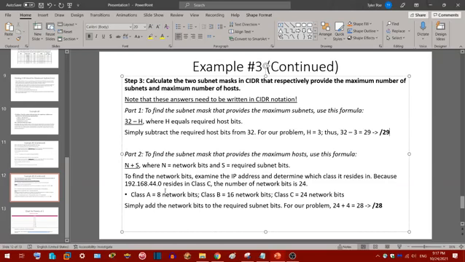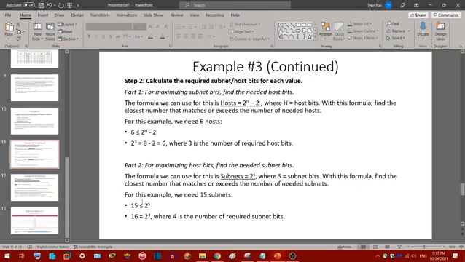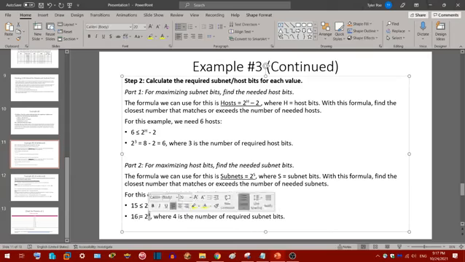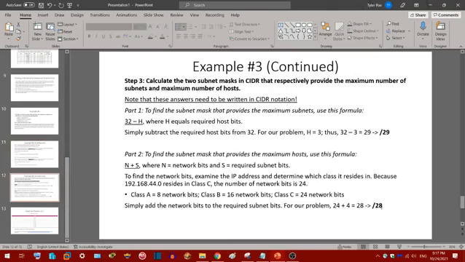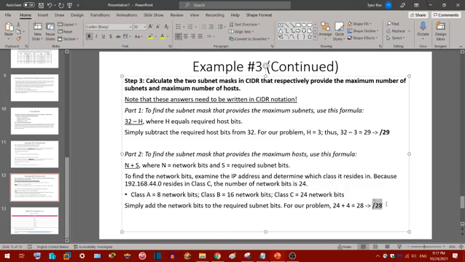So once you find the required network bits, simply add them to the required subnet bits. So 24 from 192.168.44.0 plus 4, which is the subnet bits we found here, we get 28, and this maximizes hosts. So that's how you solve these kinds of problems.